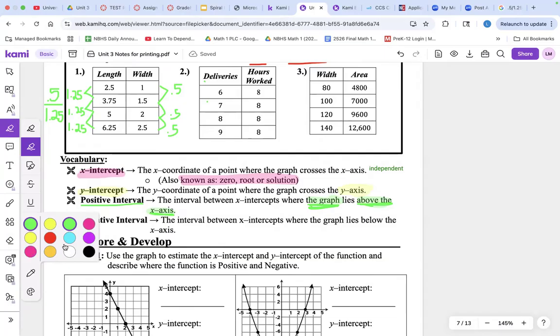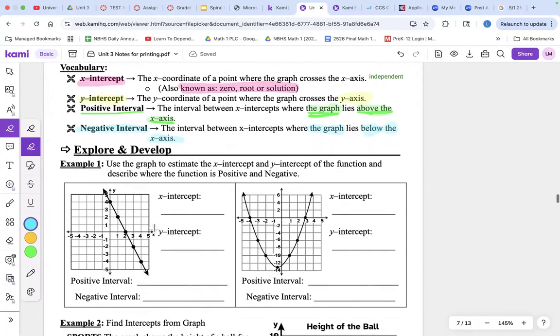Your negative interval, let's go soft blue. Your negative interval, very simple. It is the part of the graph below the x-axis. And I know it sounds confusing, but watch, it's so easy. All right, let's go check.